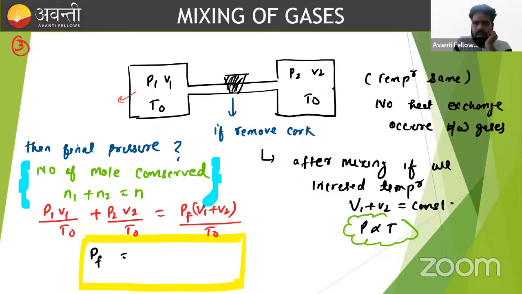Suppose this is container 1, this is container 2, and initially we put a cork here. So we can say the movement of gas from this section to this section is not allowed. If we remove the cork, then what will happen? Here we consider one assumption, that the system is isolated. So there is no heat transfer from surrounding to system or system to surrounding.